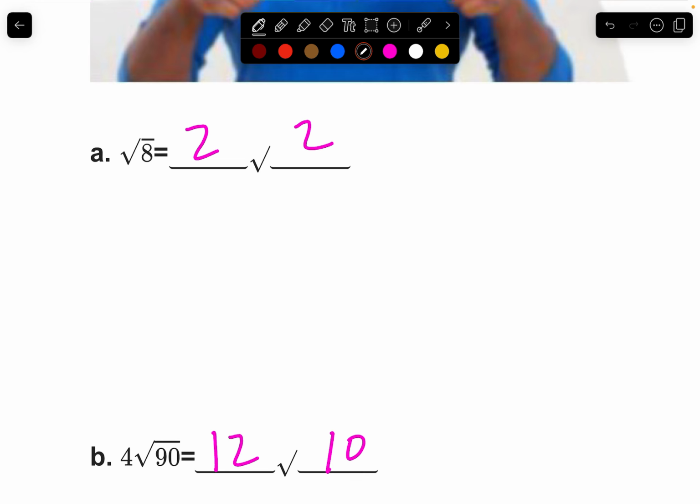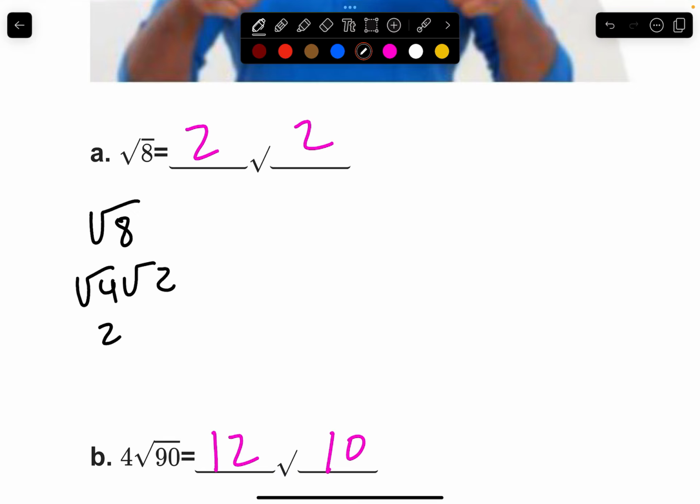The first one, we have the square root of 8. The square root of 8 can be broken into the square root of 4 times the square root of 2. The square root of 4 is whole number 2, leaving us with 2 root 2.